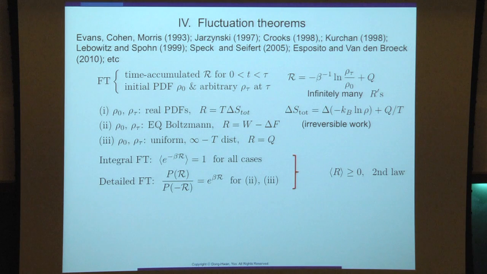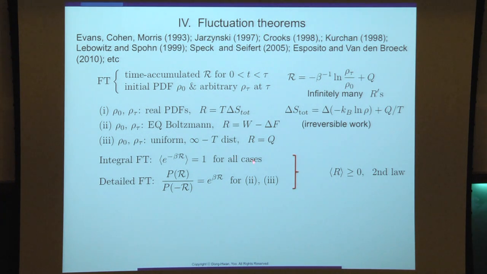Anyways, there are two kinds of fluctuation theorem. One is the integral fluctuation theorem in this way, and this applies to all the cases. The detailed fluctuation theorem only applies to some special cases. Among these three cases, only 2 and 3 are applicable to the detailed fluctuation theorem.